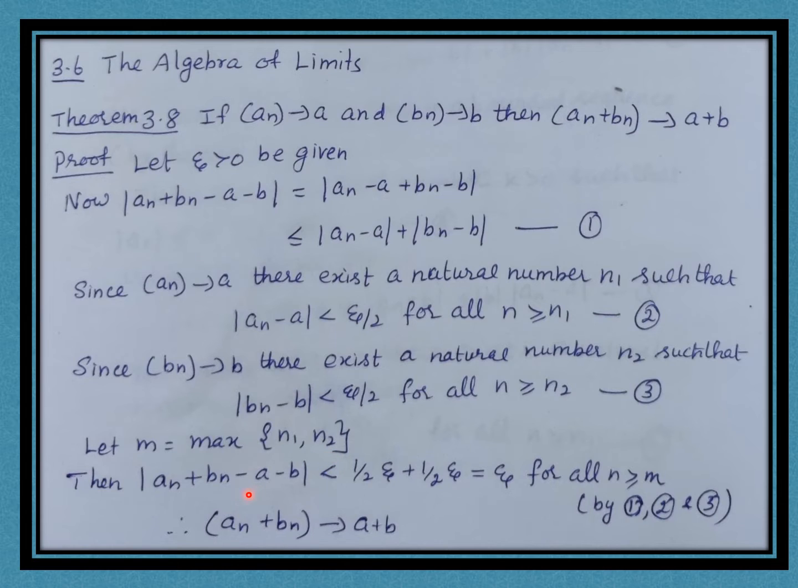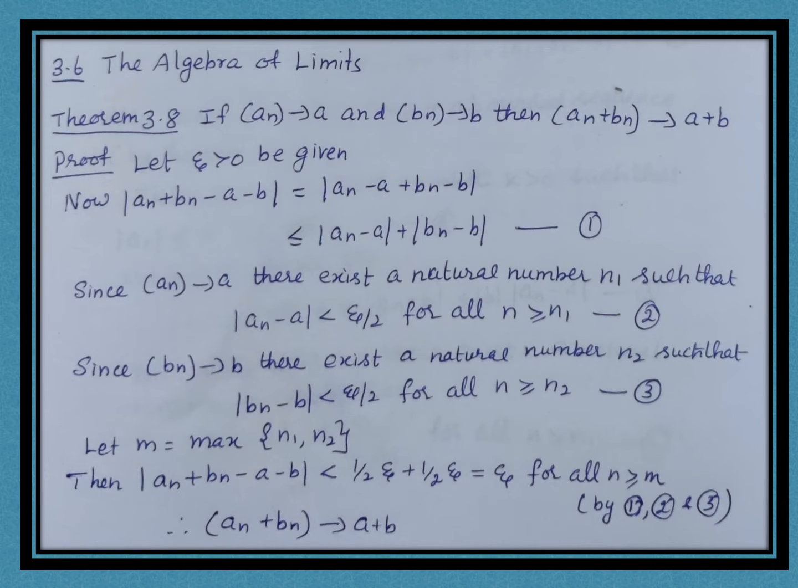Now I take the absolute value of an plus bn minus a minus b. This is less than half into epsilon plus half into epsilon. That is equal to epsilon. This happened by this factor.